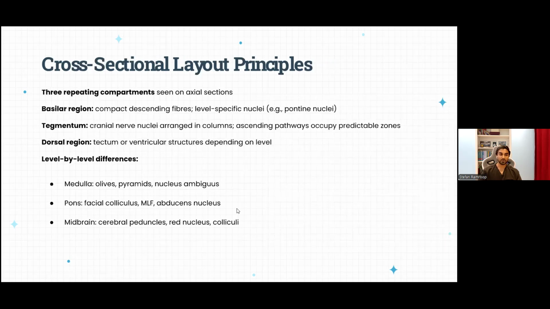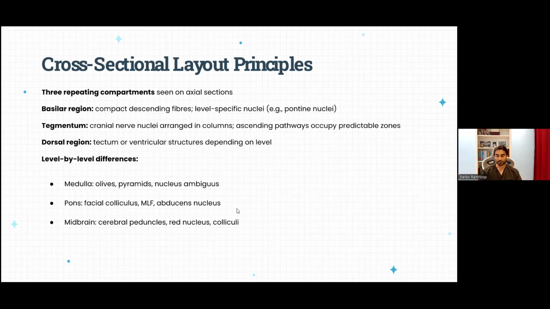So let's look at the cross-sectional layout principles. Each axial slice follows a three-compartment organization. But what's important here is not just the ventral-dorsal concept itself, it's how the content within each compartment changes as you move up the brainstem. For example, in the medulla, the hallmark structures on cross-section are the pyramids ventrally, the olives laterally, and the nuclei, such as the nucleus ambiguus, centrally. These features immediately tell you that you're in the medulla.